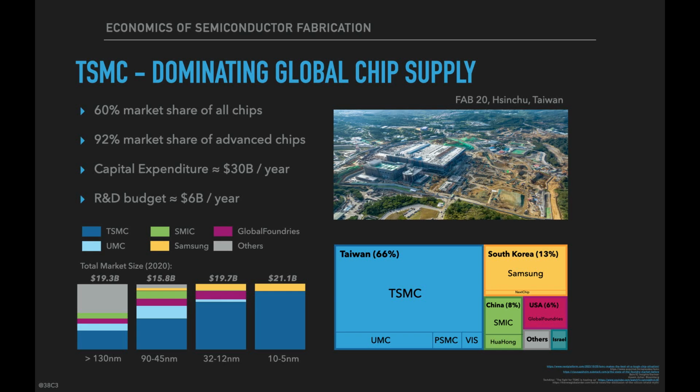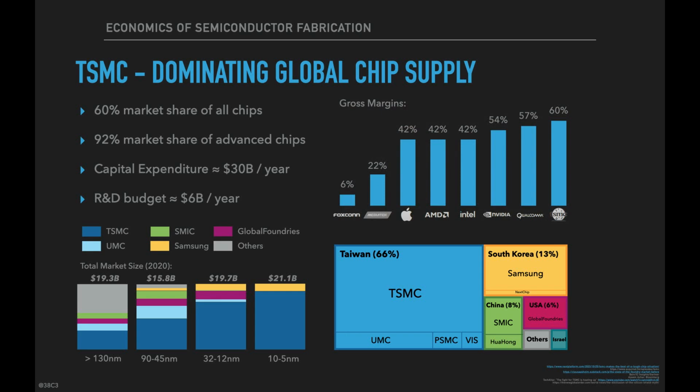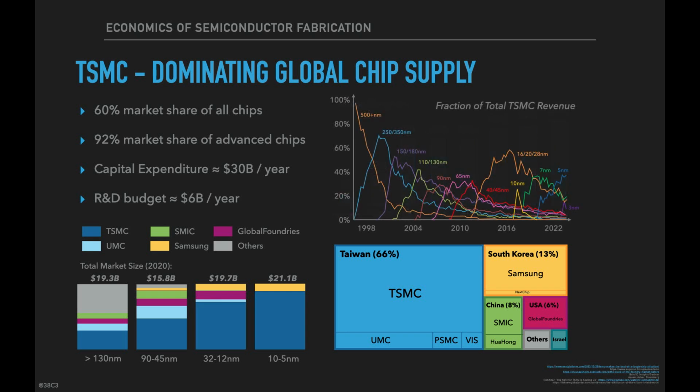And in order to do this, they need to spend $30 billion per year just to keep their factories in the most modern state. And they can do this because it's again this flywheel of economy of scale. Because they have so much market share, they can ask for gross margins of 60%, which is even higher than Apple or Nvidia, right? And that's how they can generate all that revenue and earnings to put $6 billion a year in R&D.